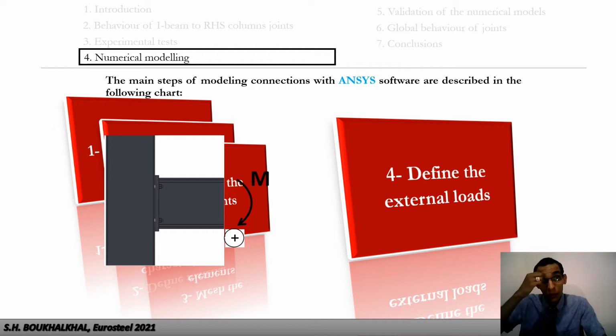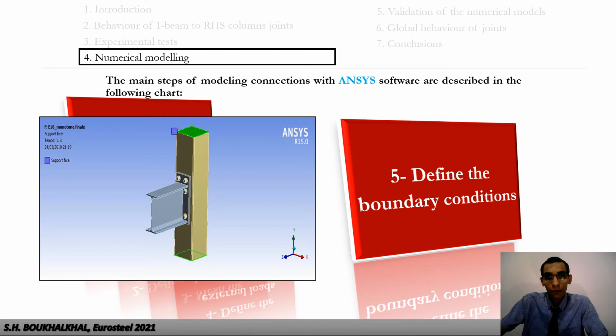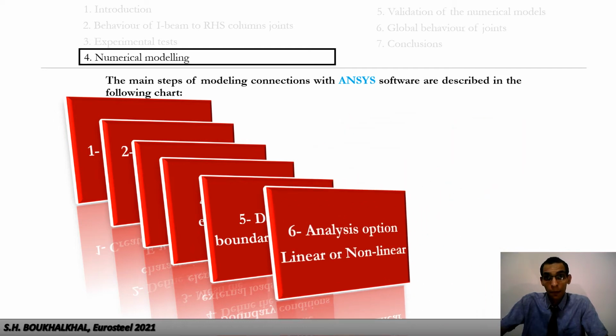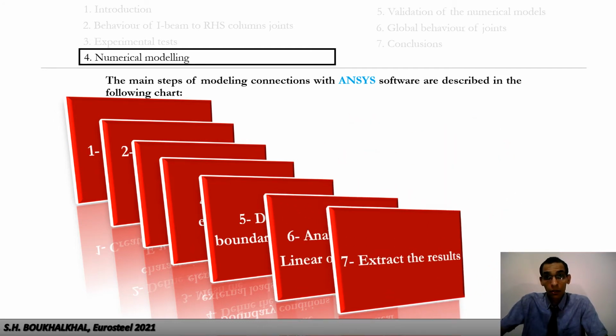In order to evaluate the behavior of I-beam to CFST column under monotonic load, static analysis is carried out by the application of a moment at the end of the beam. The boundary conditions are assumed to be fixed at both ends of the square hollow section. The nonlinear analysis was adopted in this study. Finally, we extract the results.